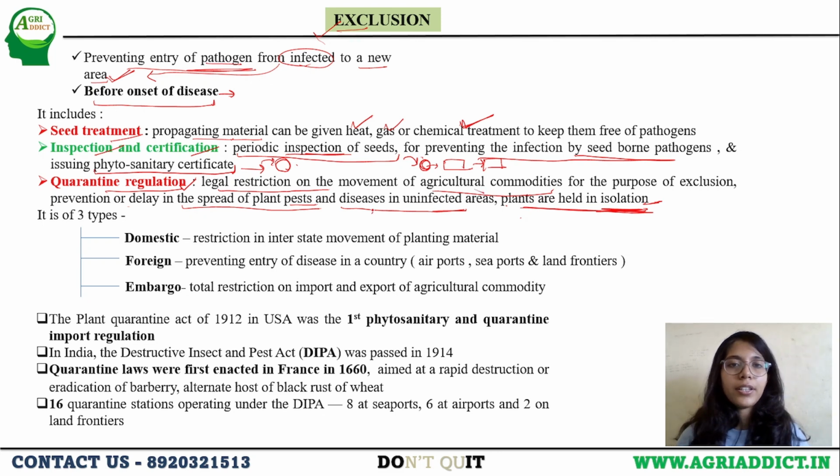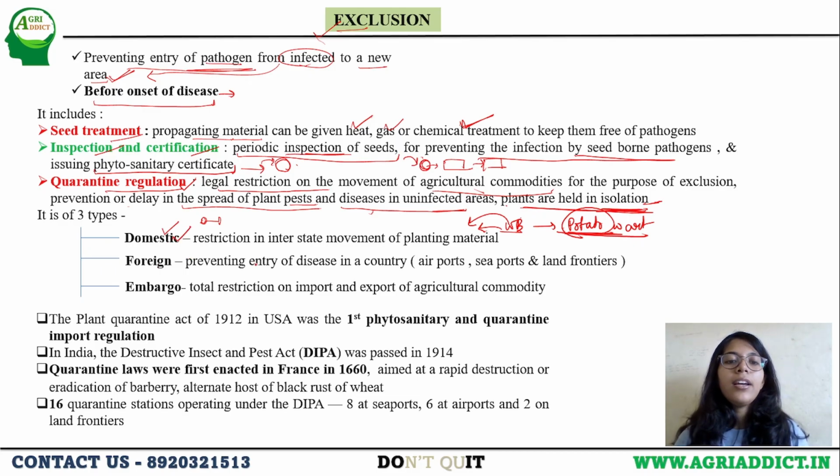Quarantine can be of three types. It can be domestic. That means it restricts the entry or the import of materials from one state to another state. For example, in West Bengal, potato wart occurs. So for this reason, the potato seeds are not imported from West Bengal to the other state because there is a threat that the potato wart can be introduced from West Bengal to the other state. So this is an example of the domestic quarantine.